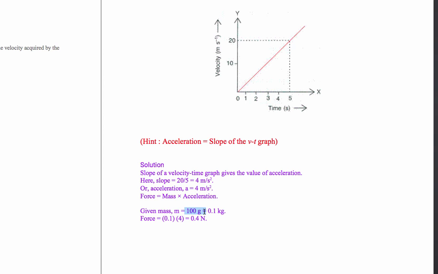Earlier also, in the previous numerical, I have explained that the SI unit of mass should always be kg. So we'll convert it: 100 upon 1000, which comes out to 0.1 kg. This is the mass, 0.1 kg. This is the acceleration that we calculated using the slope of the graph: velocity 20 upon time 5, we get 4 meter per second square. Multiplying the two, 0.1 into 4, we get the value of the force required in the question. And this is the solution, 0.4 Newton.